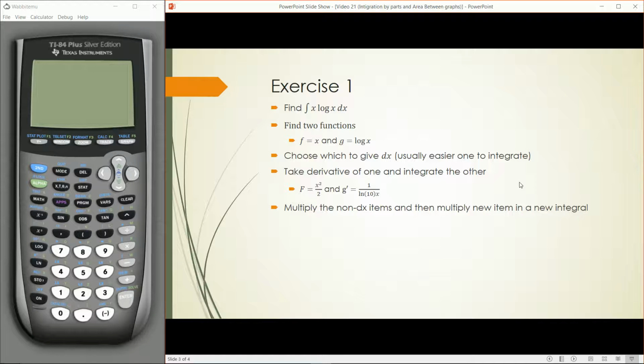We multiply the non-dx items. Technically, this would have a dx and this would have a dx. So multiply the non-dx items and then subtract the new integral of the other new items.